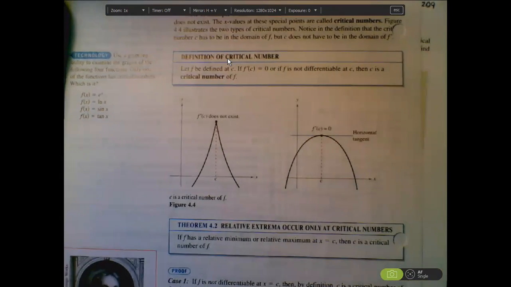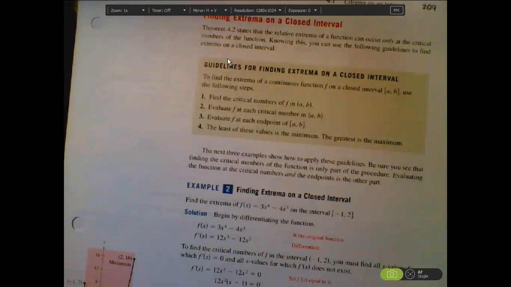This theorem 4.2 says if a function has a relative max or min, then c has to be a critical number. You're not going to have a relative max or min at any points other than critical numbers. Now, the reverse of that is not true. It's not true that if c is a critical number, it's automatically a relative max or min. We'll see some examples where that's not the case.